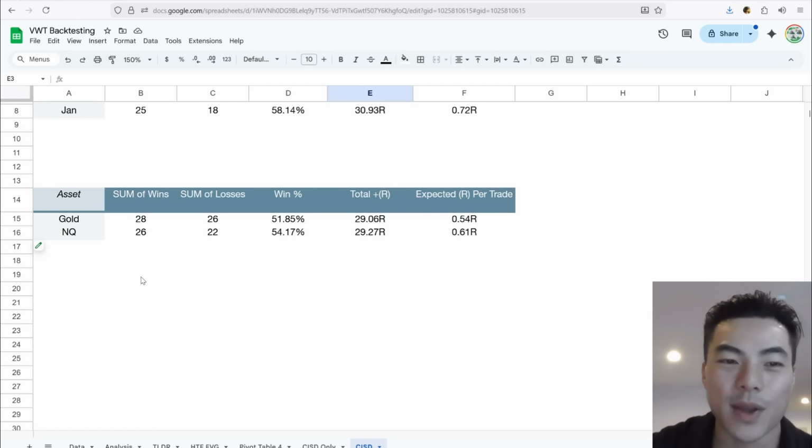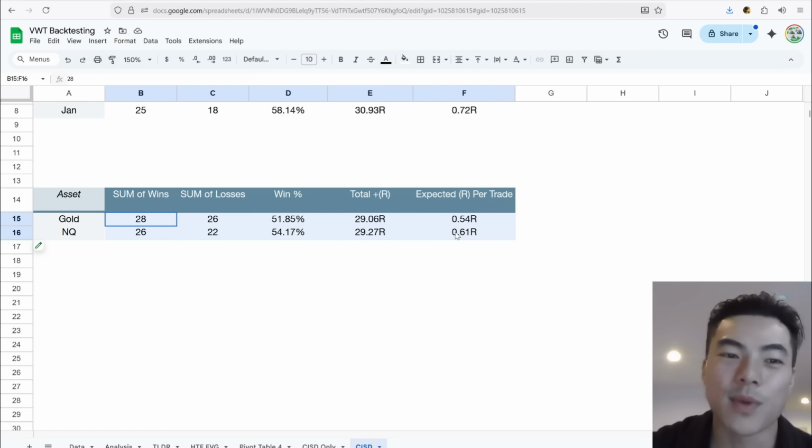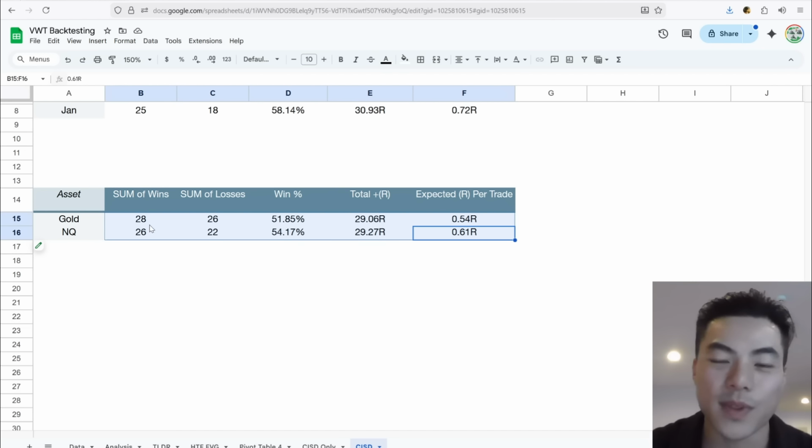I also broke it down by gold and NQ. Pretty much exactly the same, so you can trade either one. You can also trade ES since it's correlated with NQ, but I just tested NQ.